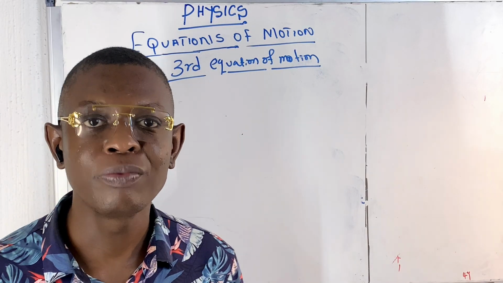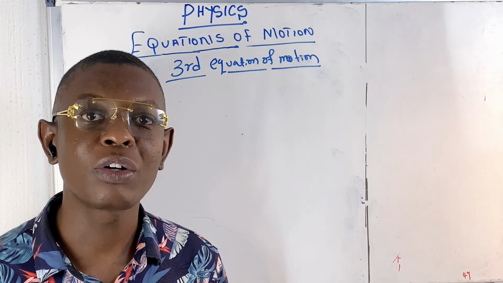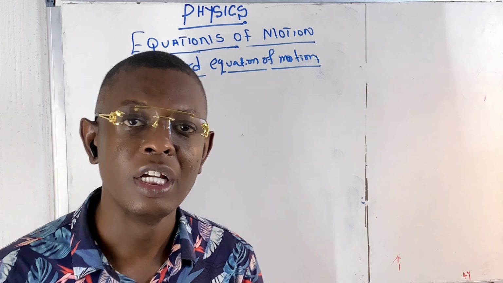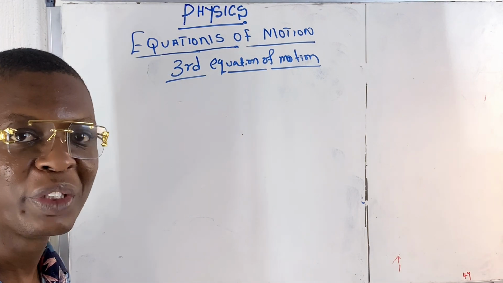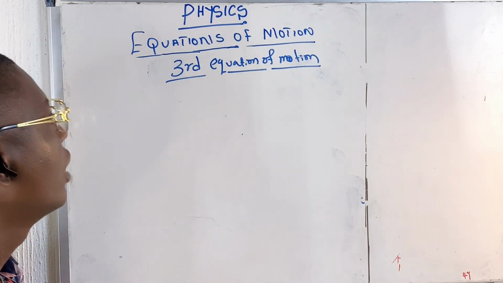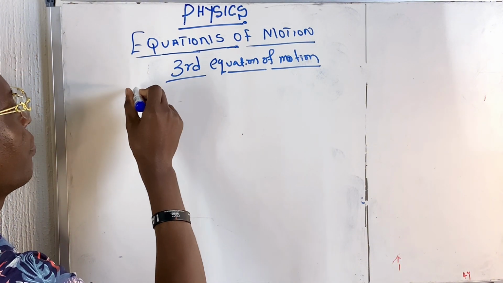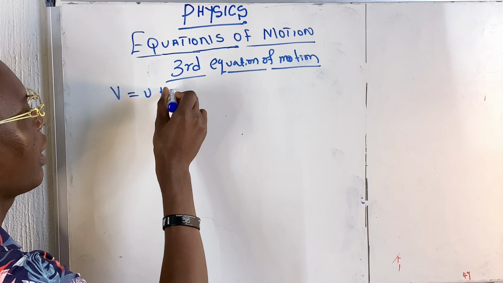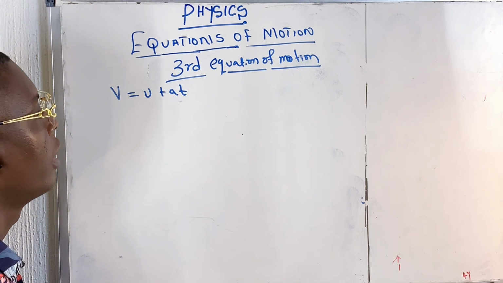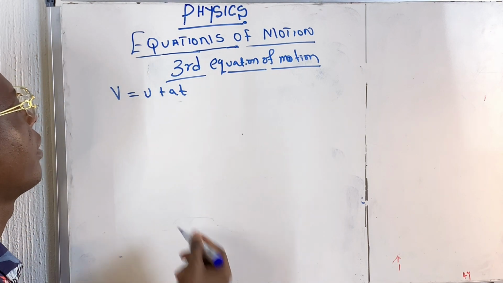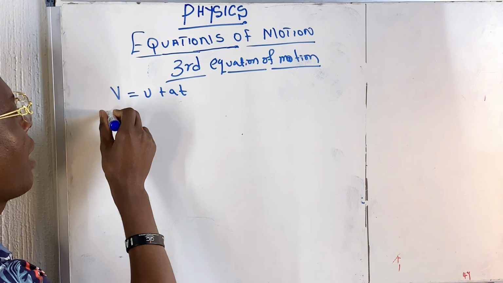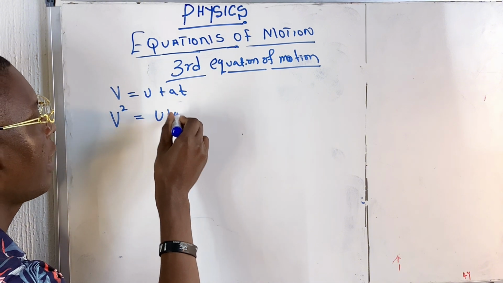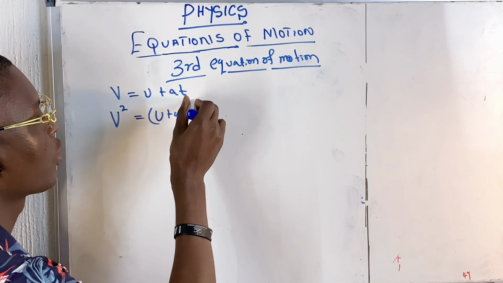So the third equation of motion is gotten from the combination of the first equation and the second equation of motion. So let's derive the third equation of motion. It is very interesting. Now, the first equation of motion, V is equal to U plus AT, is stated down. Now let us square both sides. Squaring both sides, we will have V squared is equal to (U plus AT) all squared.